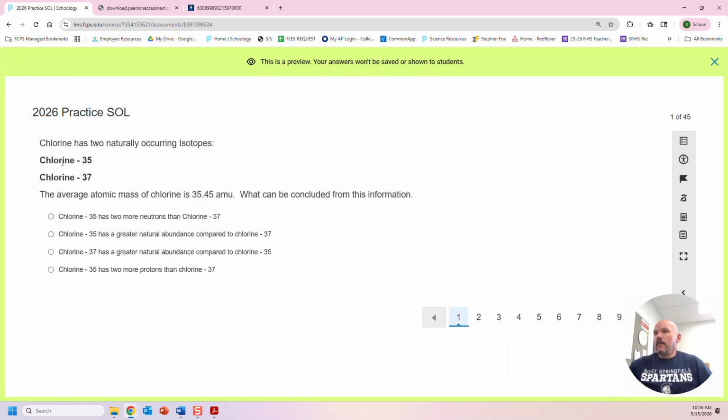But they're just asking, based on the fact that these are the 2 naturally occurring isotopes, and this is the average atomic mass, what can we conclude? Remember, isotopes just mean different mass but the same atom, and that means they have the same number of protons but a different number of neutrons. So how are they different? Well, chlorine 37 has 2 more neutrons than chlorine 35. But the reason why the average atomic mass is closer to 35 than it is to 37 is because 35 must be more abundant. So that's what we're looking for. And it's this choice: chlorine 35 has a greater natural abundance compared to chlorine 37.